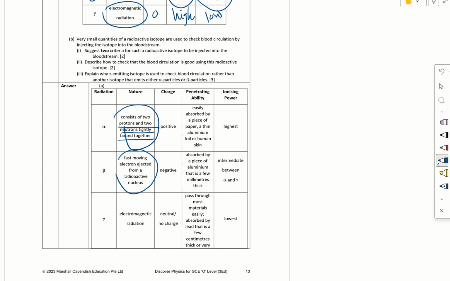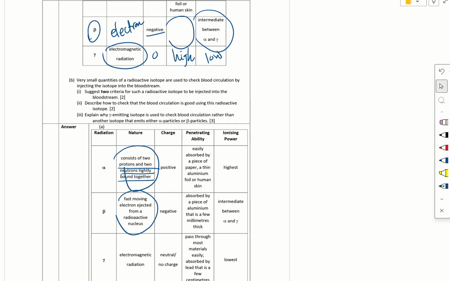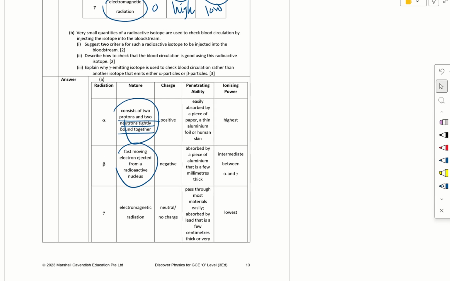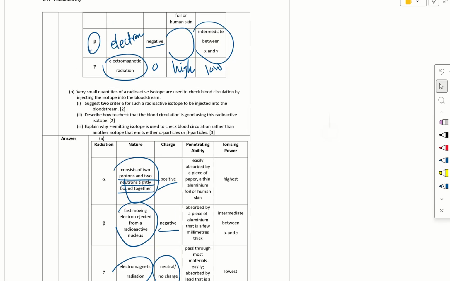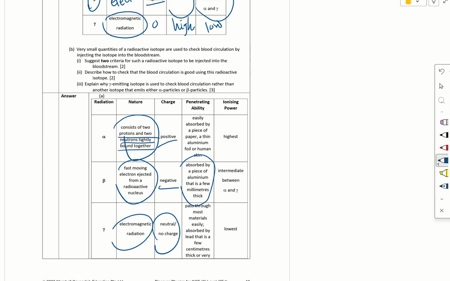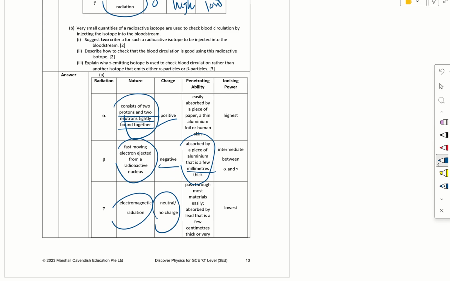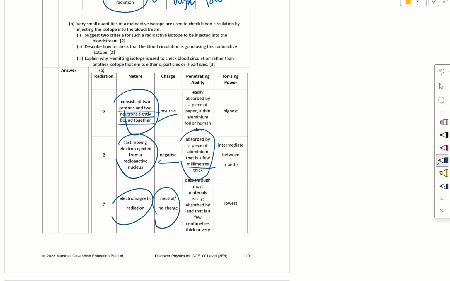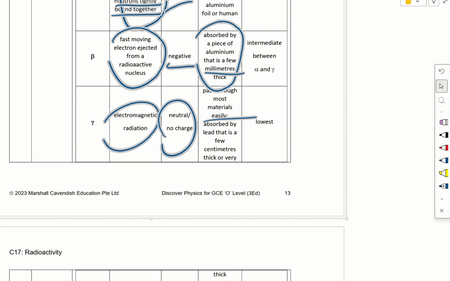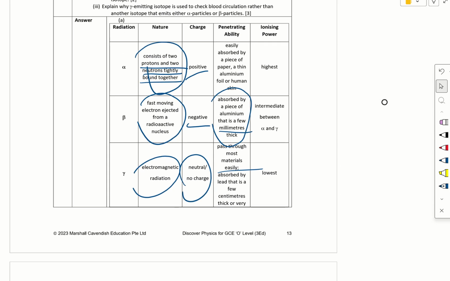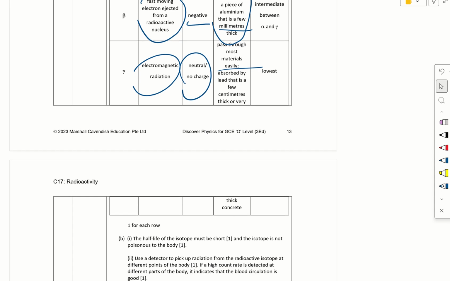So for beta, it's actually a fast moving electron ejected from a radioactive nucleus. Something like what I said, it has energy. This electron is ejected with a lot of energy. Then the EM spectrum, and positive, negative, neutral or no charge, I got that. For beta, it is absorbed by a piece of aluminium that is a few mm thick. And for gamma, it passes through most materials easily, absorbed by lead that is a few cm thick or very thick concrete.